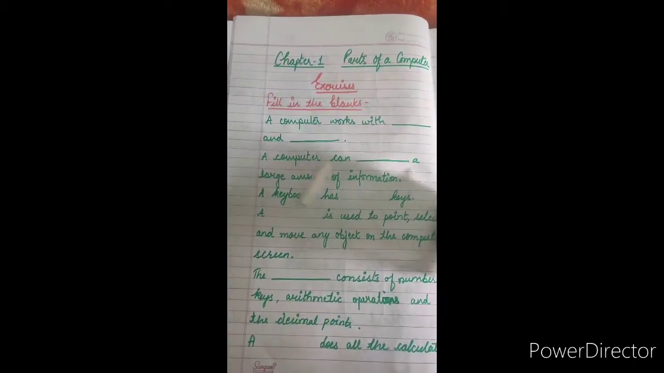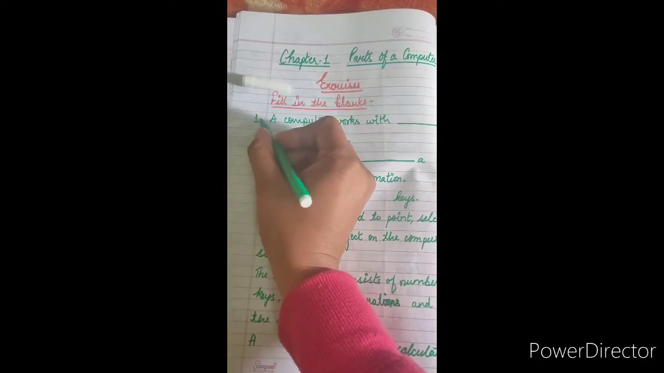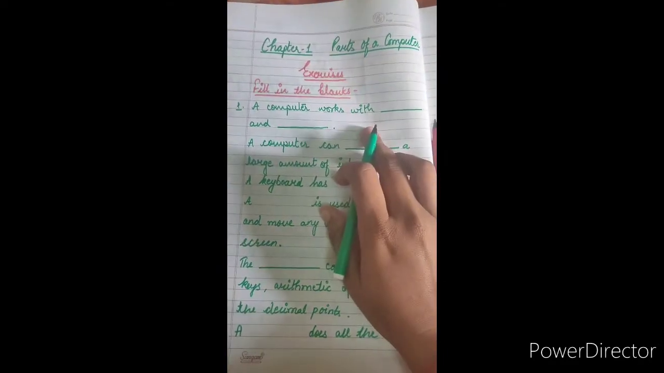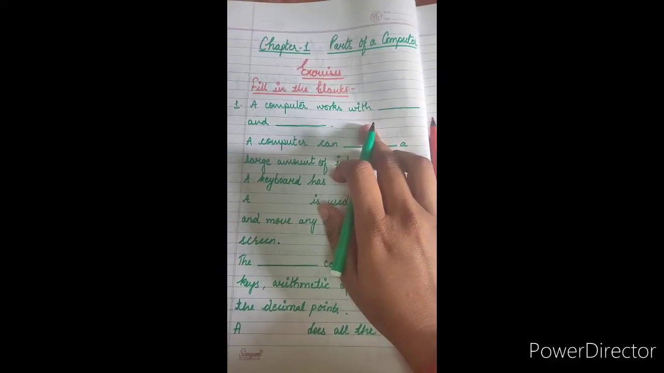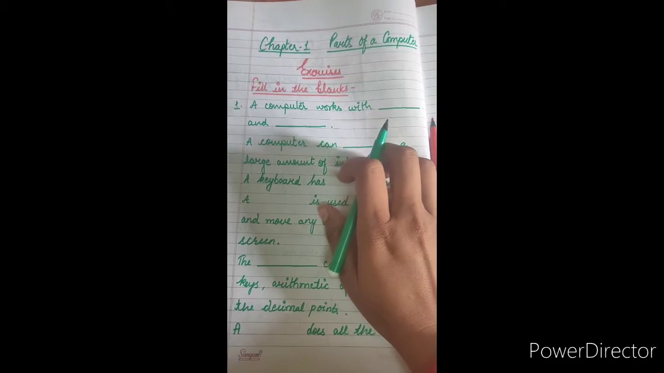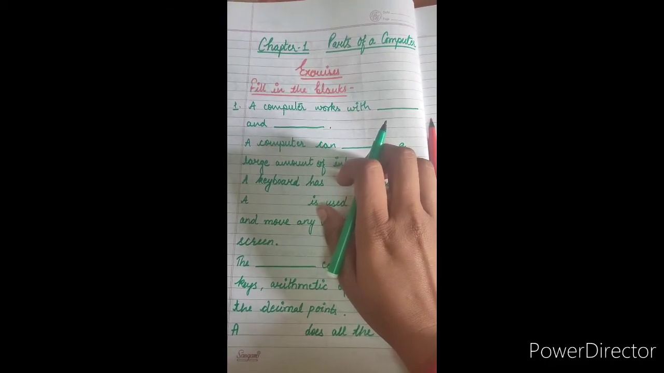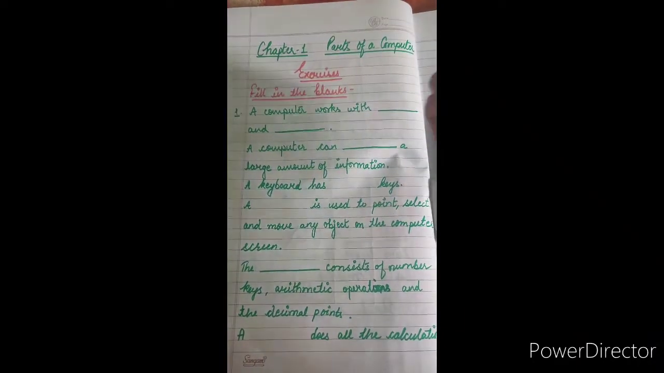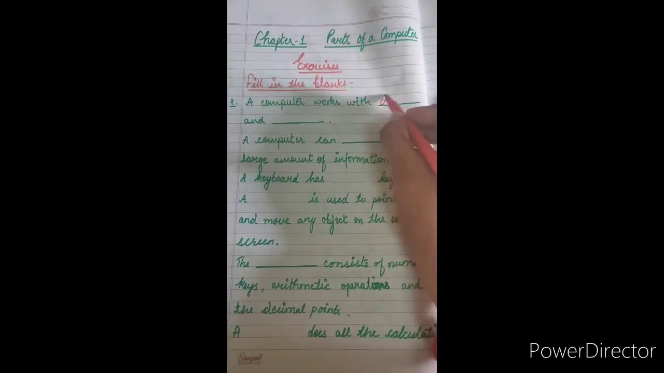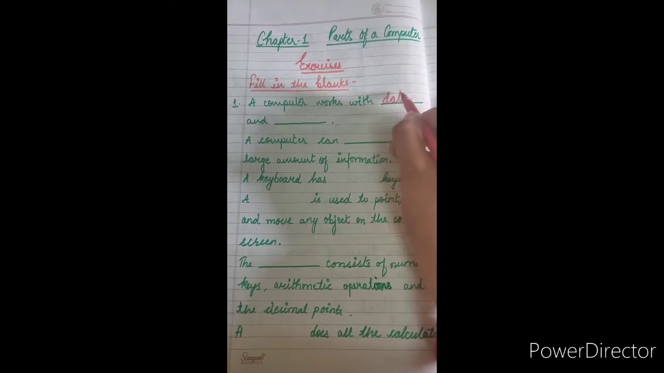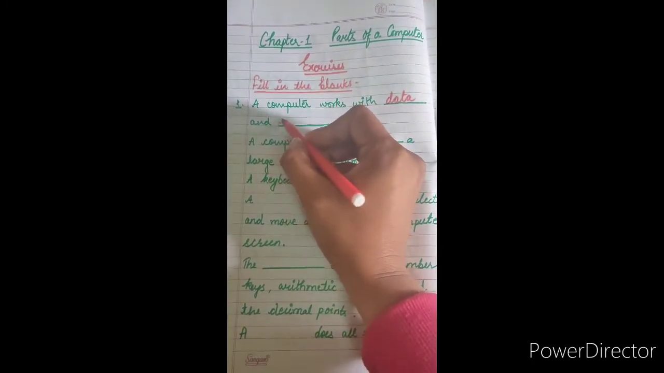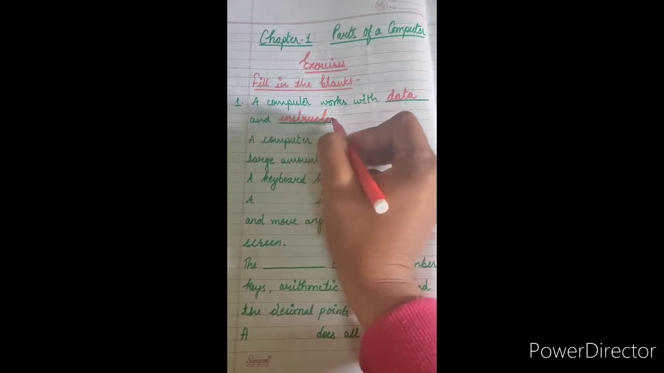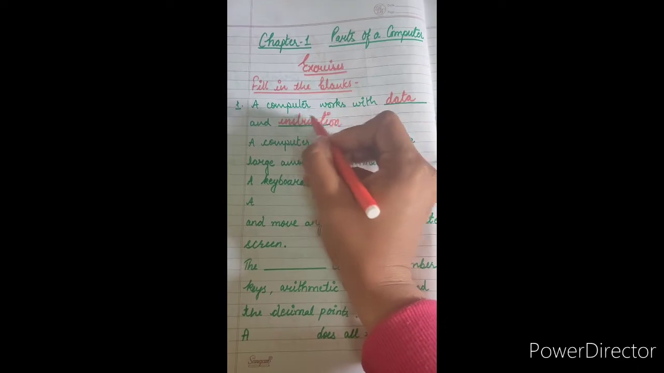So the first one is: a computer works with data and instruction. Okay, a computer works with data and instruction. Spelling of data is DATA, data. Instruction is INSTRUCTION, data and instruction.